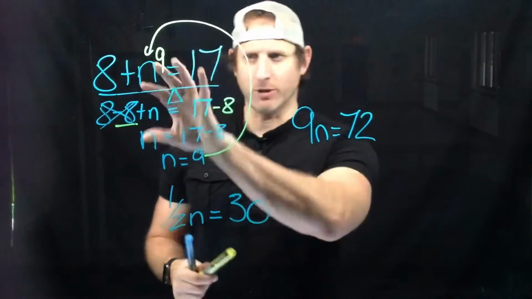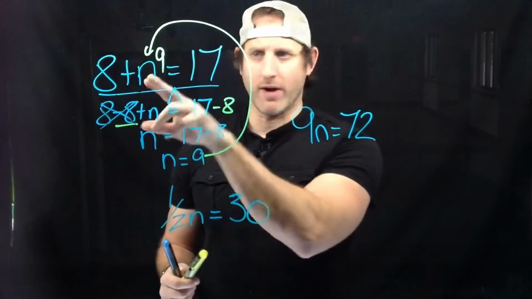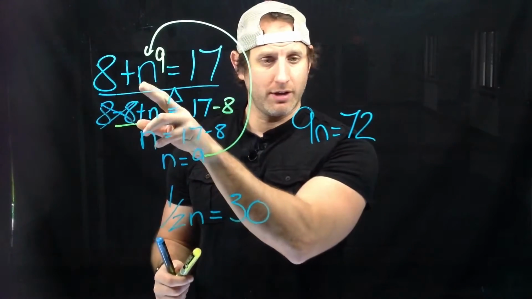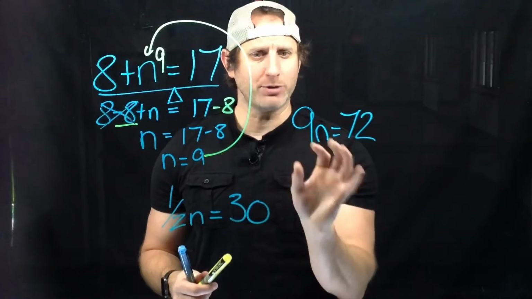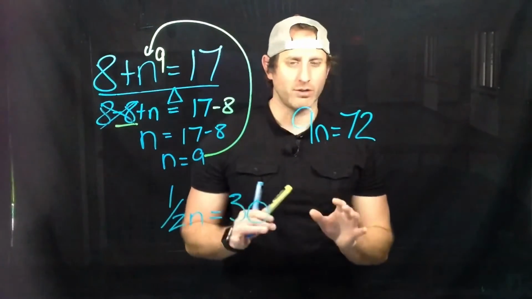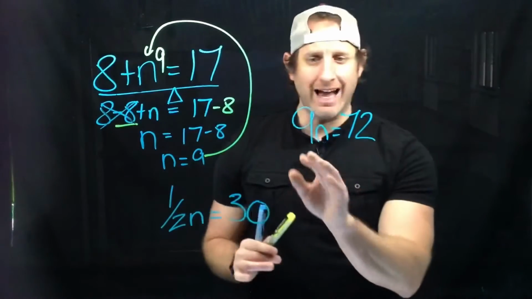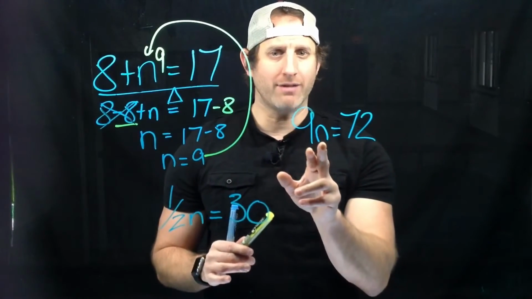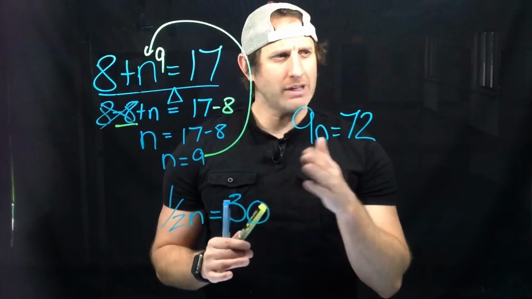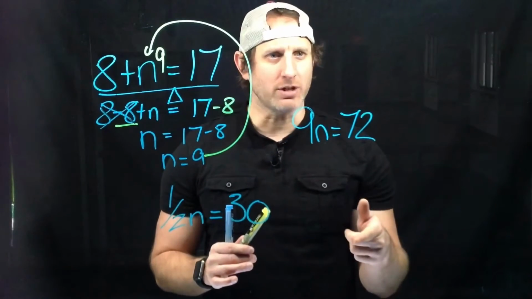Now this question's a little bit different than the previous one. Whereas before we were doing addition, now we're actually doing multiplication. But the concept doesn't change. What we need to do, read the question out loud. 9 groups of n is the same as 72. Well, 9 groups of is multiplication.